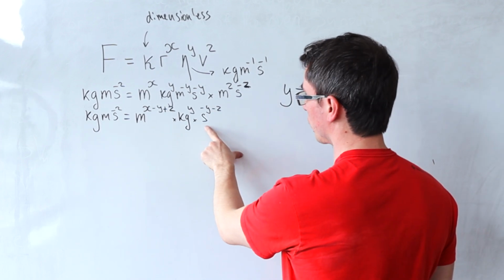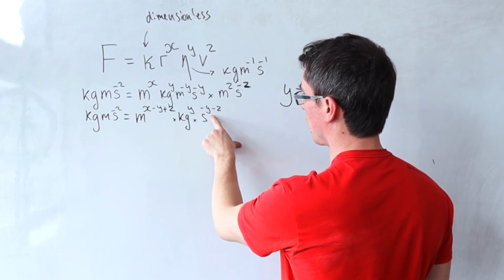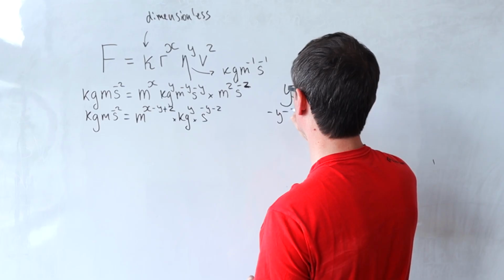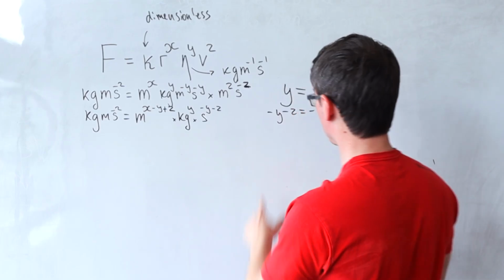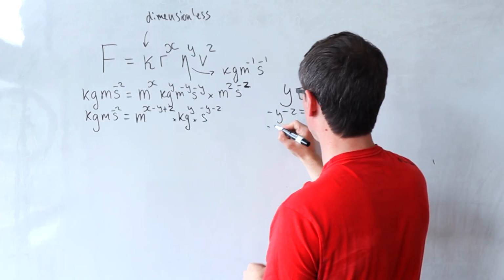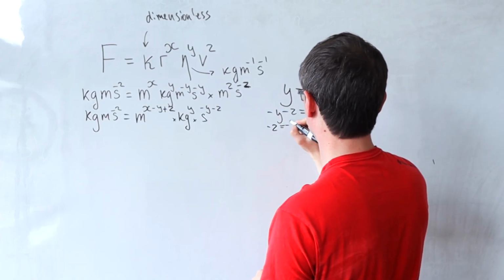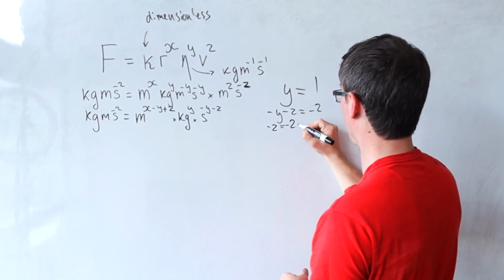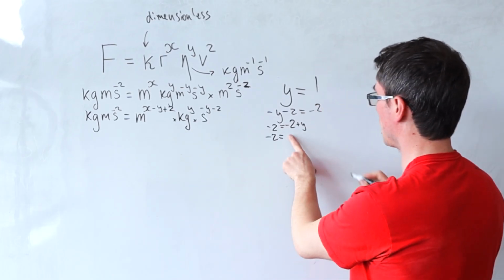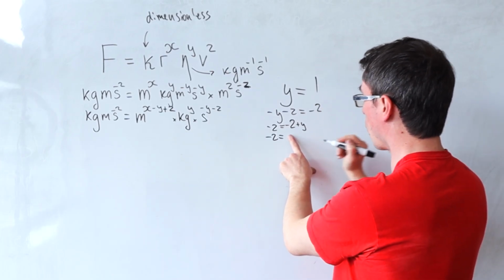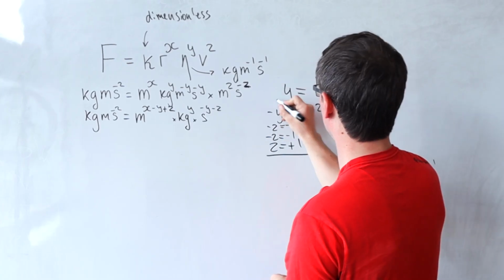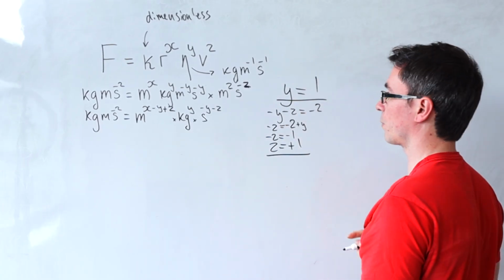Let's move on to this one, so minus y minus z has to be equal to minus 2. We can rearrange for z directly. Minus z will be minus 2 plus y, because y is just 1, so minus z will be minus 1, and z will just be 1. So we have a 1 for y, and then we also have a 1 for z.